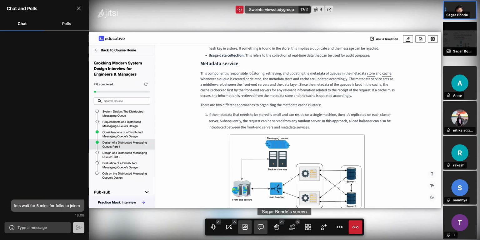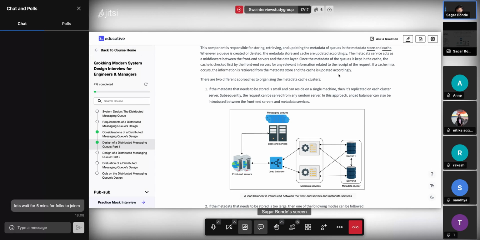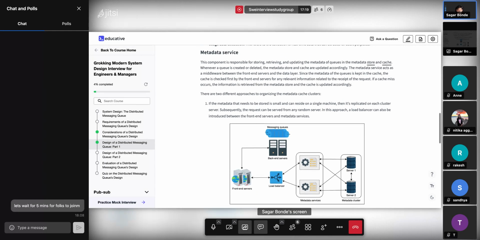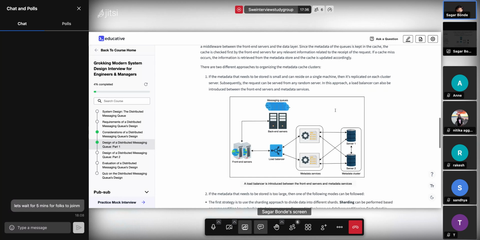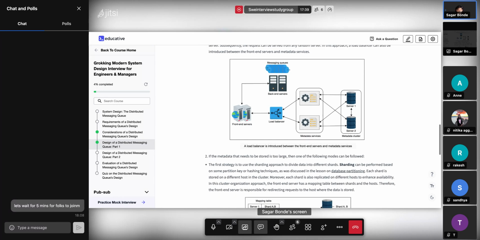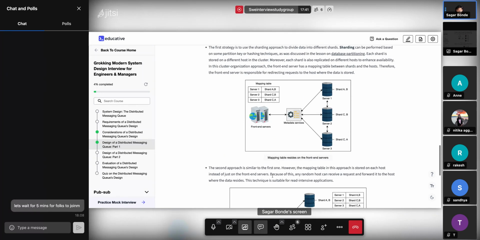Metadata service could be called for storing, retrieving, and updating the metadata. So whenever a request comes in, we need the metadata service or the metadata storage to be updated. Or if it's a get request, then we need to look up the metadata service to see where that data could be located, and then the request could be routed to that particular machine. Now it depends on how it routes.